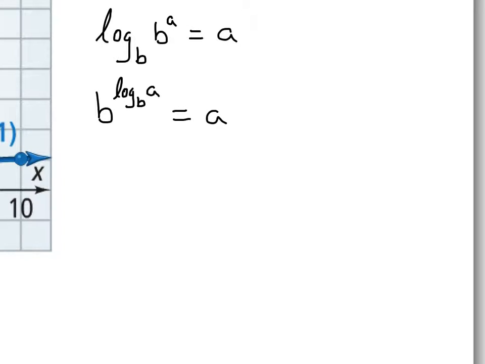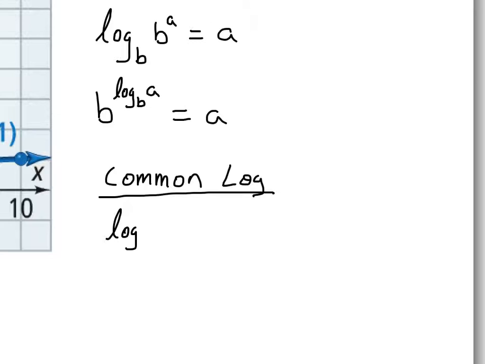It's called the common log. And the common log is log base 10. I'm just going to say log base 10 of x. So log base 10 of x. It's called the common log. Well, a couple of reasons. One reason is because it is easy to use. It's easy to calculate. 10 raised to powers are easy to calculate.